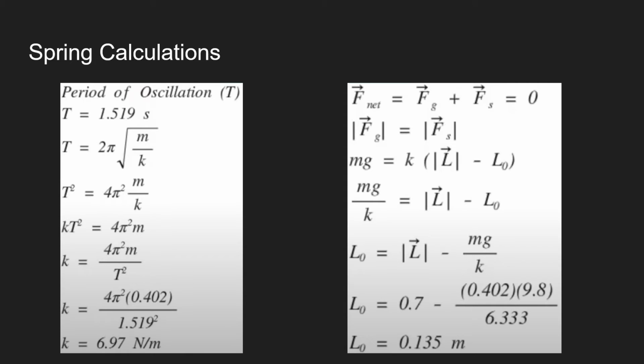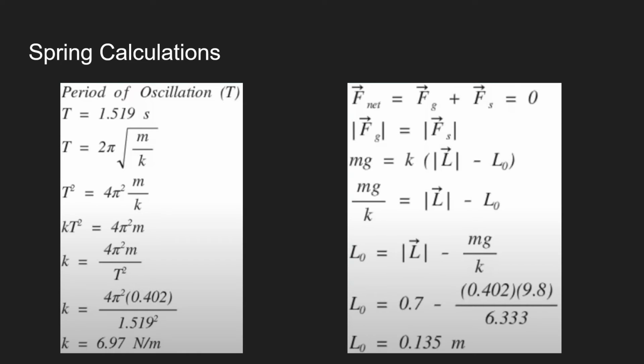The period of oscillation is equal to 2 pi times the square root of m over k. We can rearrange our formula to find the spring constant k, plugging in the known values. We find the spring constant is equal to 6.97 newtons per meter. Recall that in this scenario, the net force is equal to the sum of the force of gravity and the spring force. Therefore, the magnitude of the force of gravity is equivalent to the magnitude of the spring force.